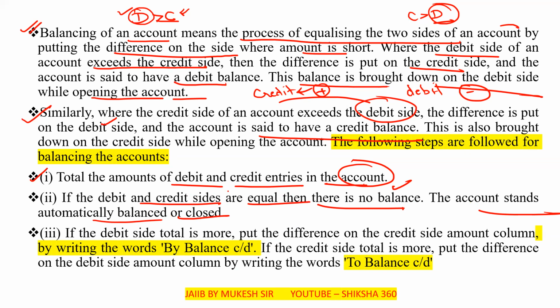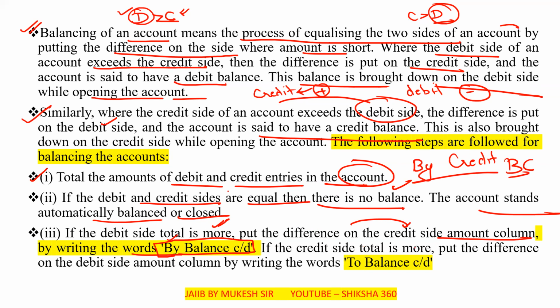Or the other case: if the debit side total is more, then what we have to do is put the difference on the credit side amount column by writing the word "By balance". Why do we use the word "By"? Because on the credit side we have to use the word "By".